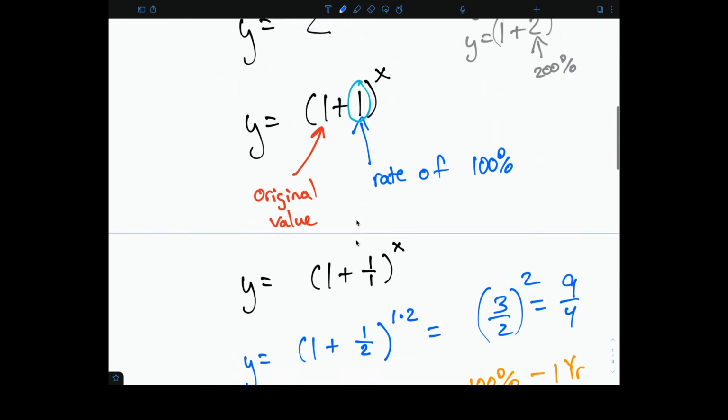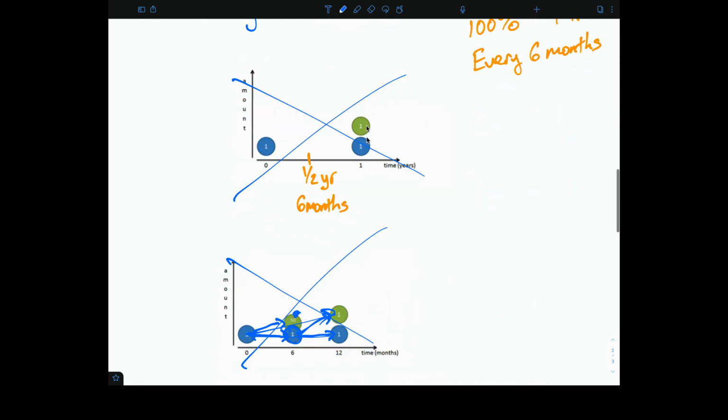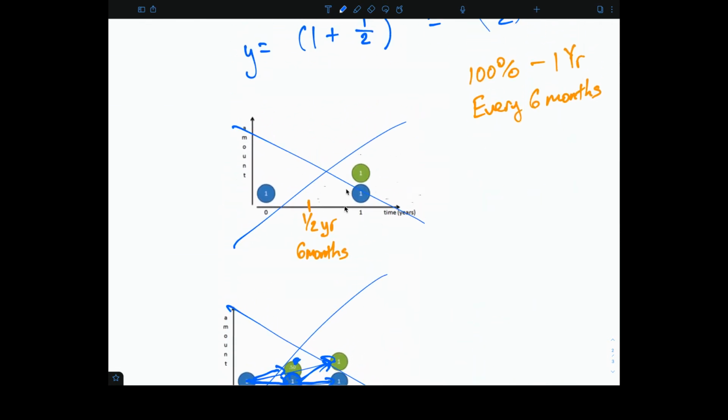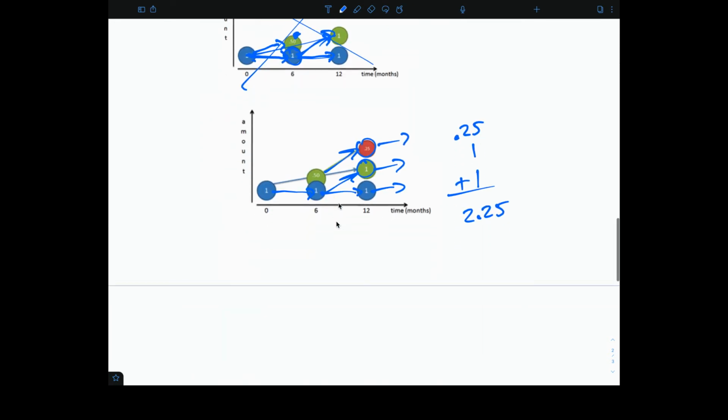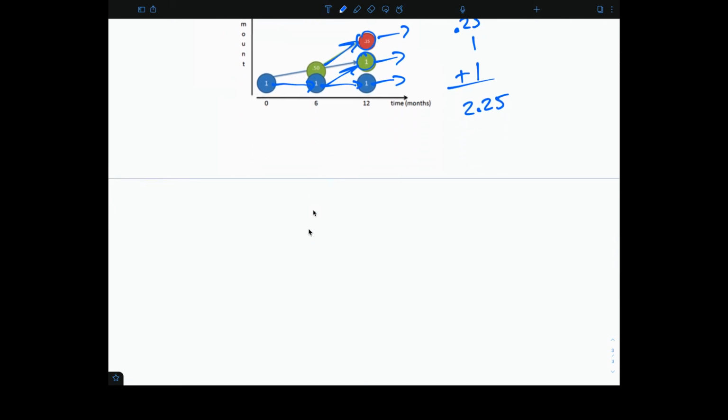Remember, when it was originally 1, we literally just plug 1 in here, you get 2, right? That's what this first graph is. This representation is what happens when you're cutting a year up into every 6 months. Well, what if we divide a year into 3? What if we do it every 4 months, right?